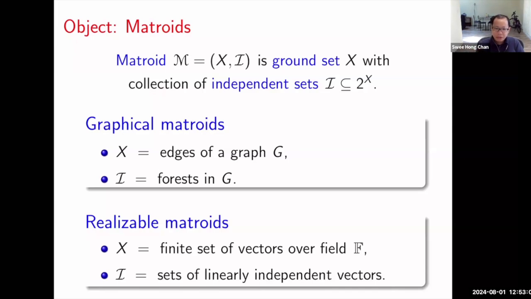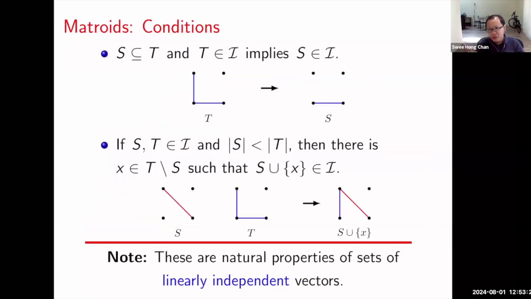The second example is the realizable matroid. This is a matroid where the ground set X is a finite set of vectors over any field F, and the independent sets are the sets of linearly independent vectors. That's actually why they are called independent sets. And the matroid needs to satisfy two conditions, the subset property and the exchange property. The first property says that a subset of an independent set is again independent. For example, any subset of a forest is again a forest, because if you don't have a cycle, removing an edge cannot form a cycle.